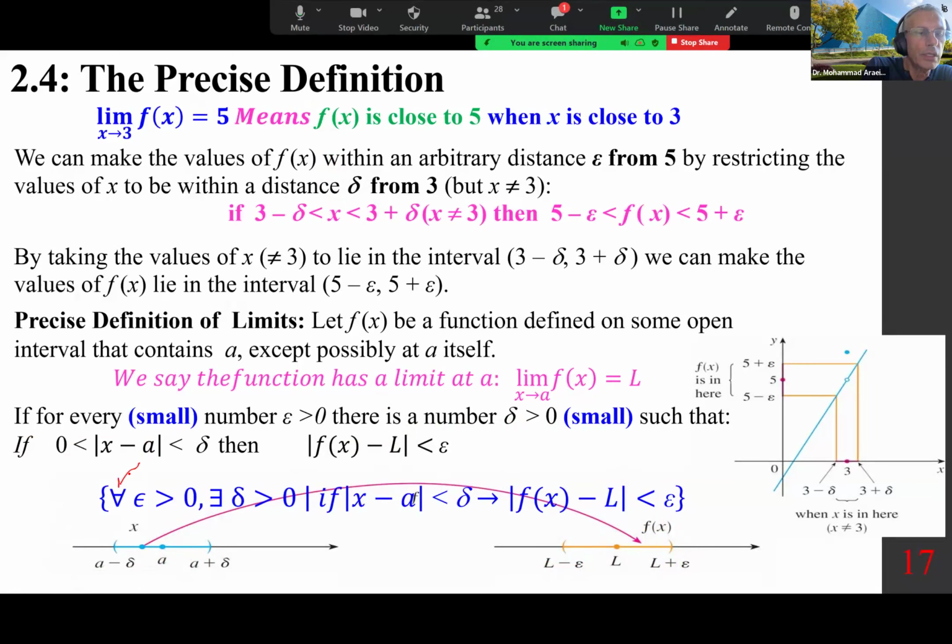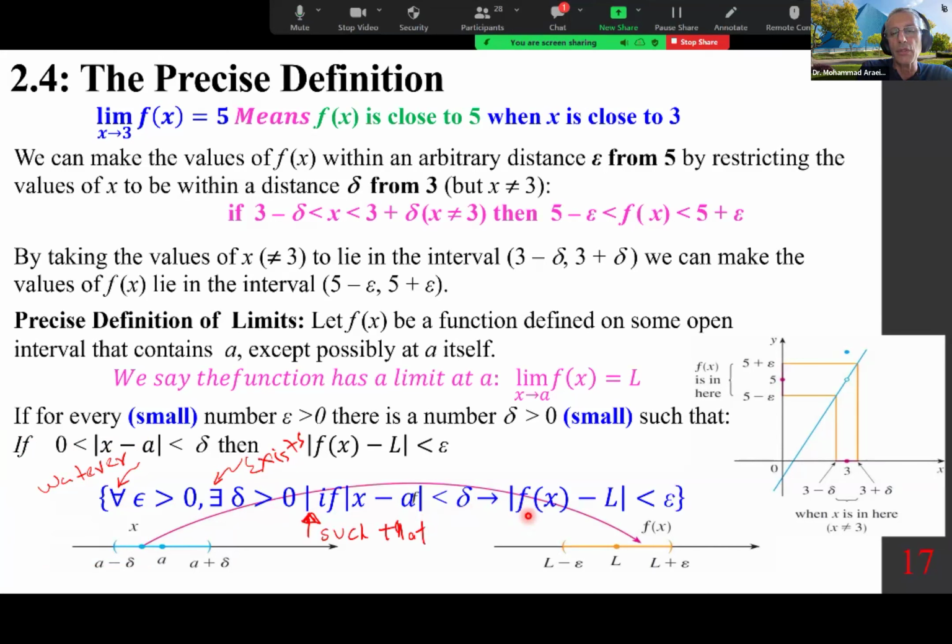This notation in math is read "whatever." This one reads "there exists." This short line segment is read "such that." So let me read this one more time for you. Whatever the value of epsilon larger than 0, there exists delta larger than 0, such that if the absolute value of x minus a is less than delta, therefore the absolute value of f of x minus L is less than epsilon. That would be the result.